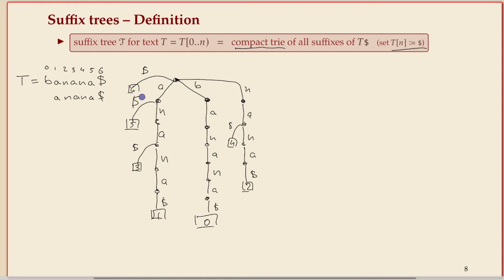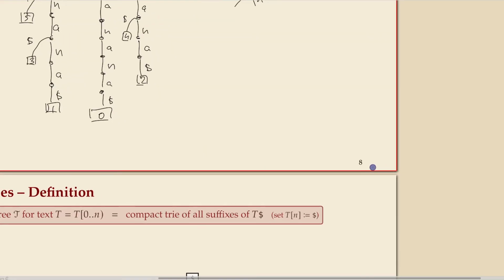Now we want to compactify this, which means remove all the unary chains. And while we're at it, we can try to make it a little nicer. No, that's already a leaf. Then here we have $, and NA.